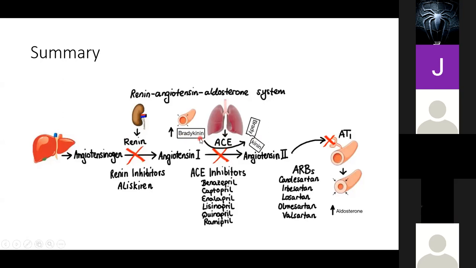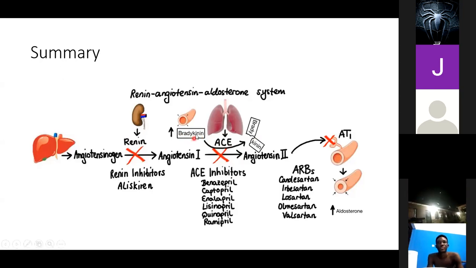Bradykinin is an autacoid, and this is taught in pharmacology 1. If you didn't do pharmacology 1, then I don't know, you have to join that class again. But what this means is that bradykinin causes vasodilatation of blood vessels. But this ACE, or angiotensin converting enzyme, breaks down this bradykinin. So obviously your blood vessels will remain constricted. I hope it's understandable. So to prevent that, we have inhibitors against the angiotensin converting enzyme.